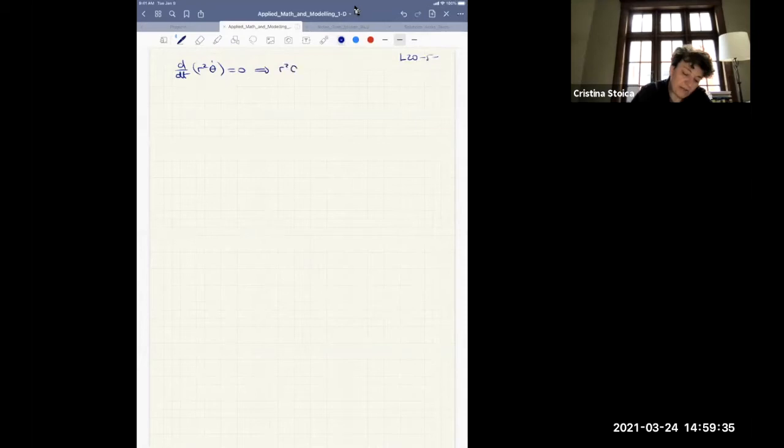So r squared theta dot will be a constant. I don't know what this constant is, but in the problem I said to check that if you do r cross v equals constant, you're going to end up with something like this. That's how it was in the assignment. So recall that r and v are in the horizontal plane. We said that without losing generality, we work in the horizontal plane.